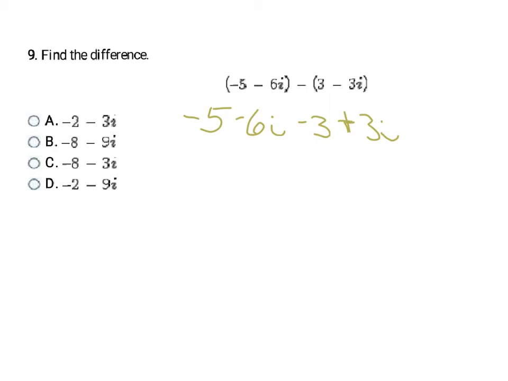And then I just combine like terms. I have negative 5 and a negative 3, or negative 5 minus 3 is negative 8. And then I have negative 6i and a plus 3i, and that's going to be a negative 3i, and that's my final answer, which is C.